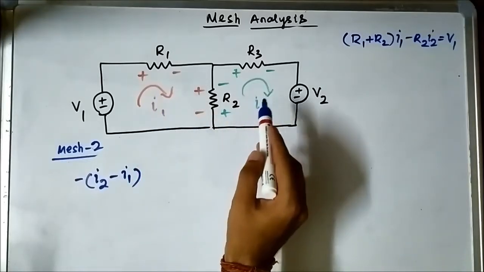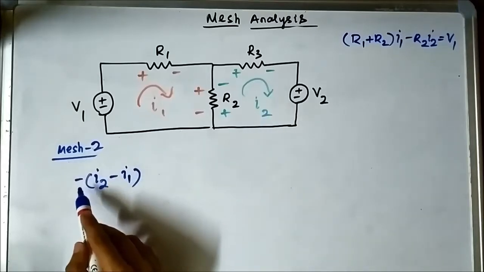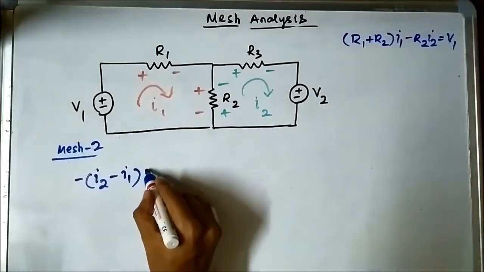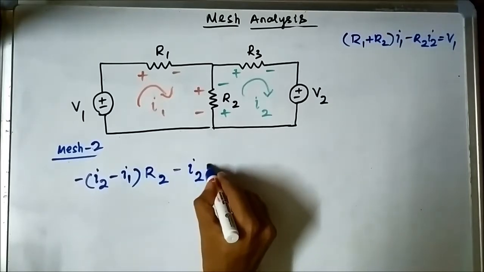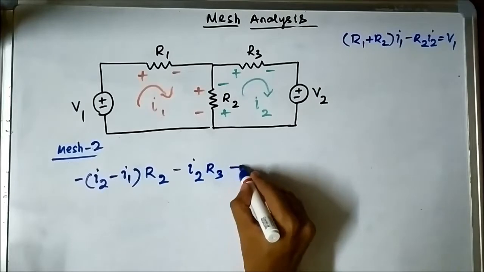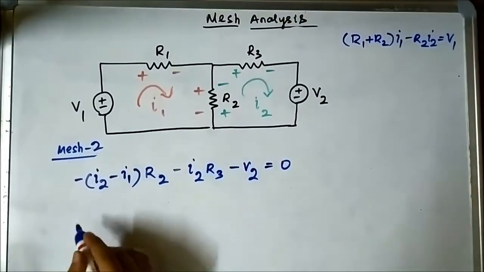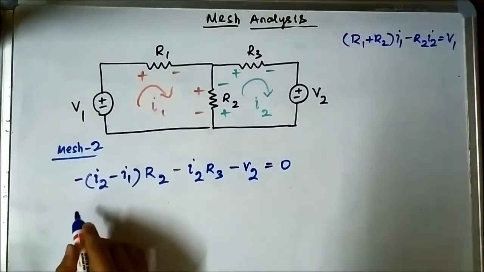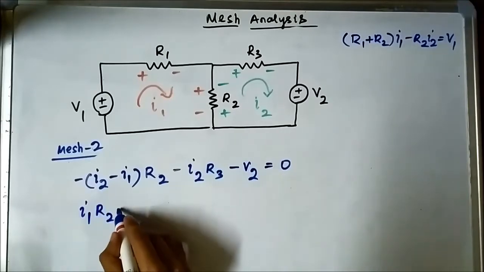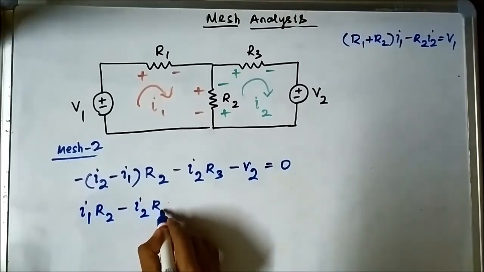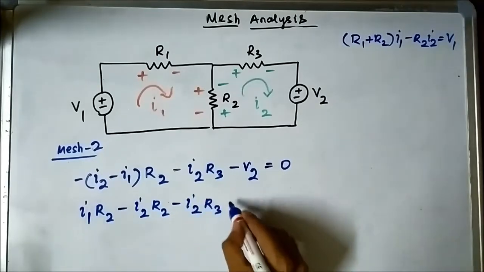But here, as we are considering mesh 2, the mesh current I2 will be dominating. So that's why minus (I2 minus I1) R2, minus I2 R3, minus V2 is equal to 0. So again it will be I1 R2 minus I2 R2 minus I2 R3 is equal to V2.